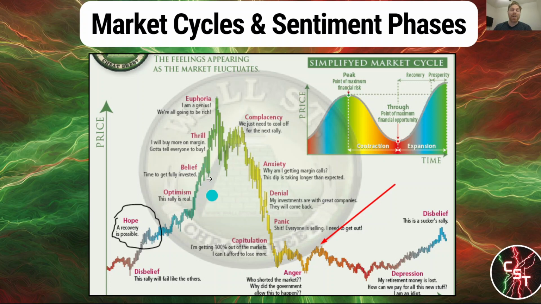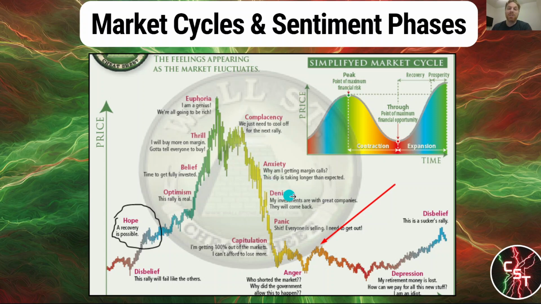I feel like right now in our Bitcoin cycle, as of this recording, which is March 13th, we're somewhere in between optimism. I think we're just kind of getting into optimism, maybe belief, somewhere in there. Then there's thrill, euphoria. I'm a genius. We're all going to be rich. Now, when everybody's a genius, that's usually when people start selling in a big way. Oh, complacency. We just need to cool off for the next rally. This happened in January of 2022 after the 2021 top in November.